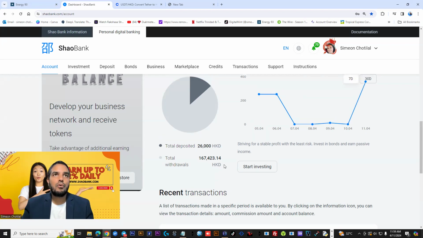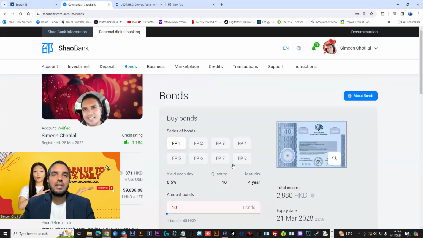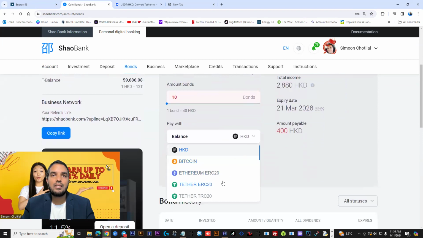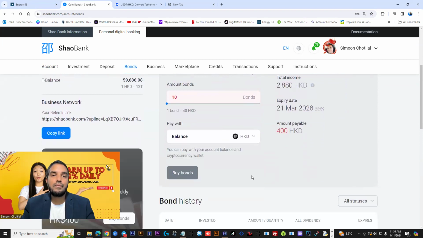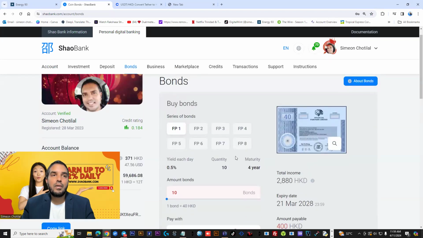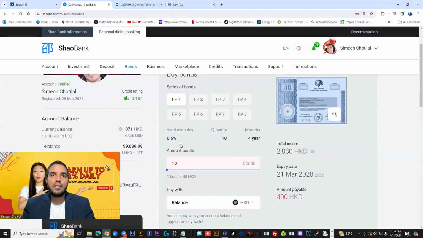And the good thing about Shaobank currently, they have the FP series contracts available where you could invest in one of these contracts, and it's a minimum of 52 USDT, right? Currently, we're not sure what 2 or 3 months may hold down the road because they're always changing the bond contracts, offering different startup costs and also a different percentage.